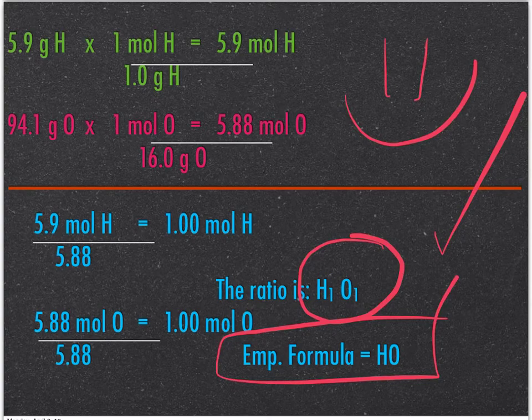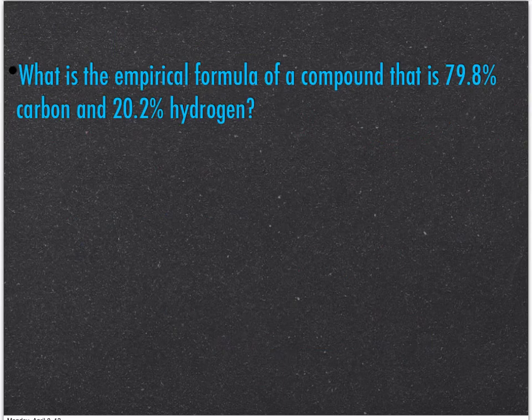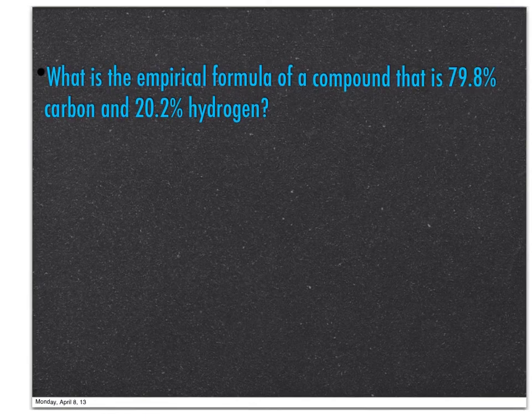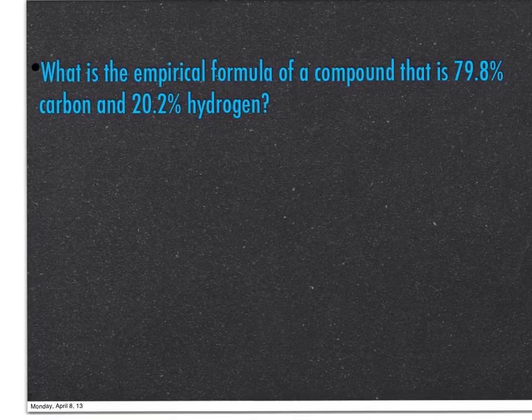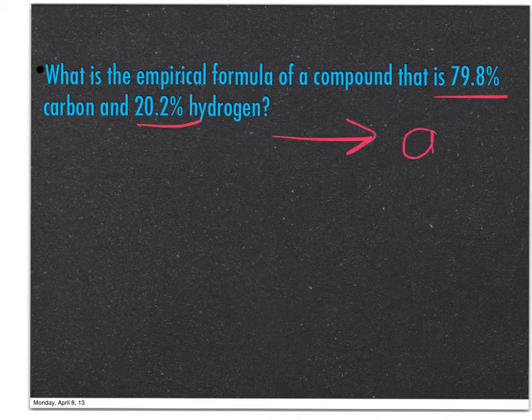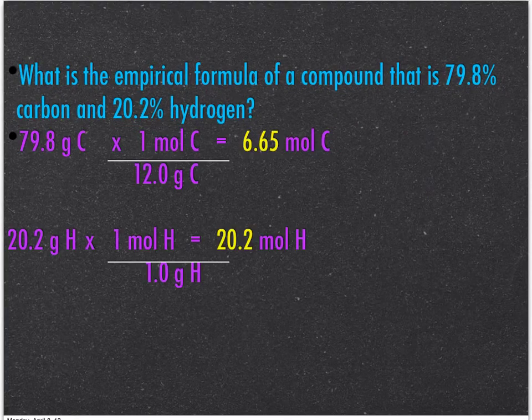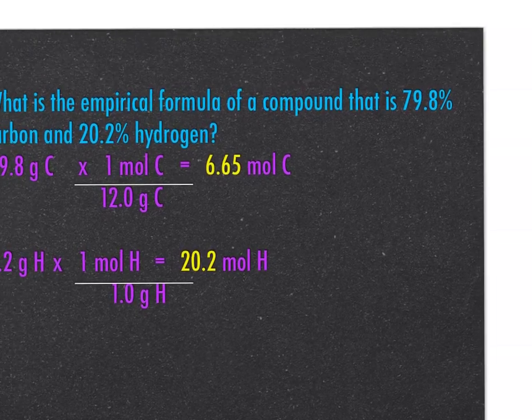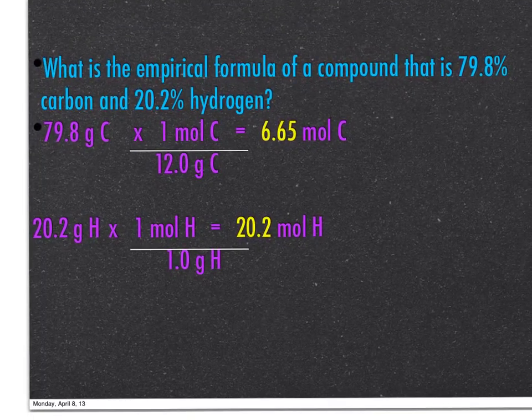One more example here. What's the empirical formula of a compound that's 79.8% carbon and 20.2% hydrogen? We're going to do the same thing. Take your percentages. We're going to make them into grams. And we'll divide 79.8 grams by 12. Because that's the mass of carbon, 6.65 moles of carbon.